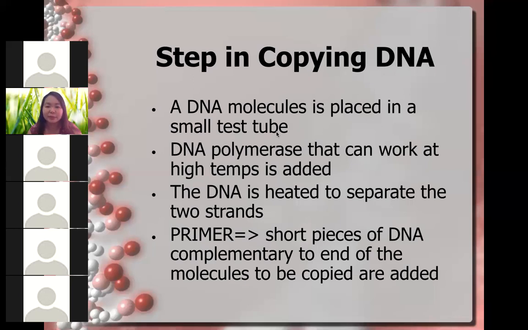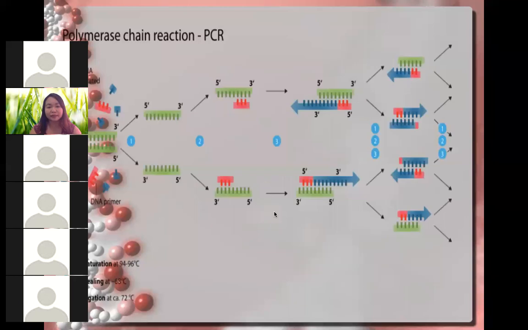So there are steps in copying DNA. First, it's placed in a small test tube. Then the DNA polymerase are being heated to high temperature. So you will see the figures later. And then DNA is heated to separate two strands. The primer or short pieces of DNA complementary to the end of the molecules to be copied are also added. So yung primer yung tawag sa mga pieces ng DNA, short pieces, which are molecules na ikukopya natin.